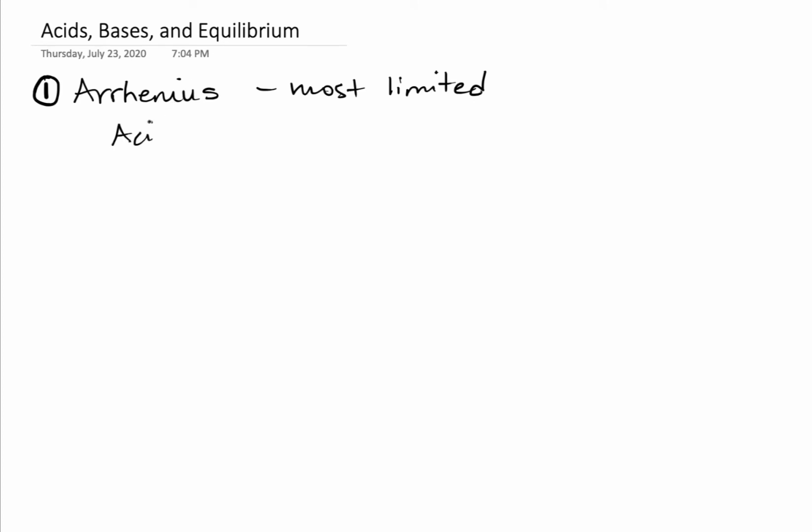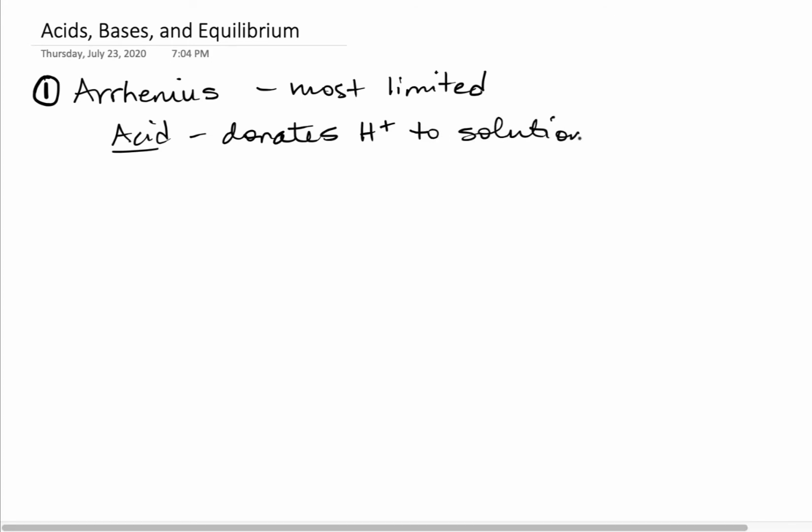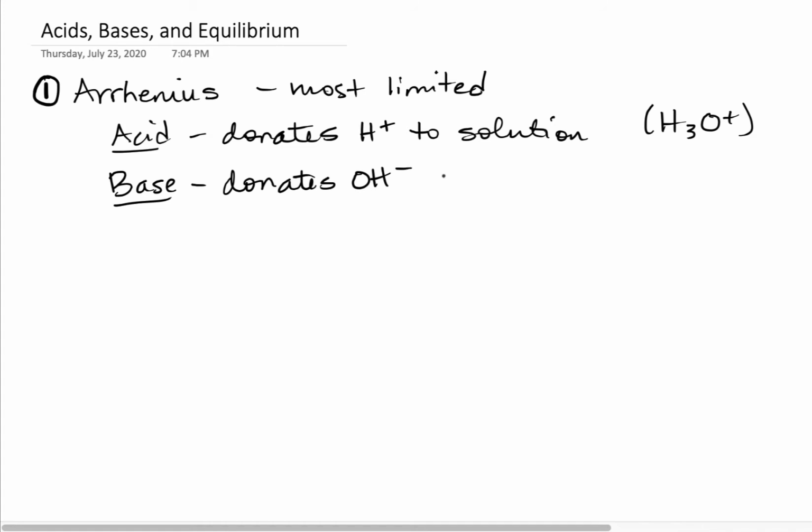In the Arrhenius definition, an acid familiarly donates protons, or H+, to solutions. So we notice that something is an acid because the concentration of the protons in solution, or H3O+, hydronium ion, increases. And our definition of the base in the Arrhenius definition is a material that increases the concentration of hydroxide ion into the solution.